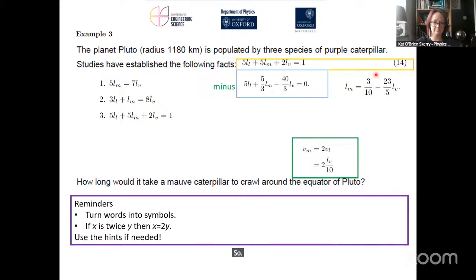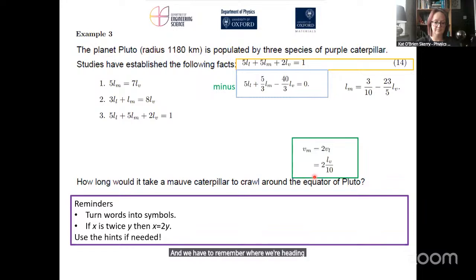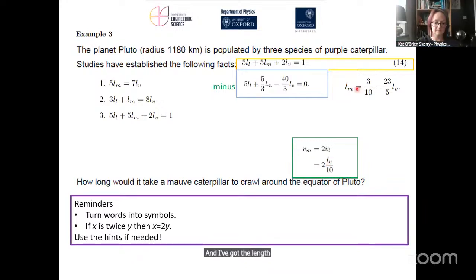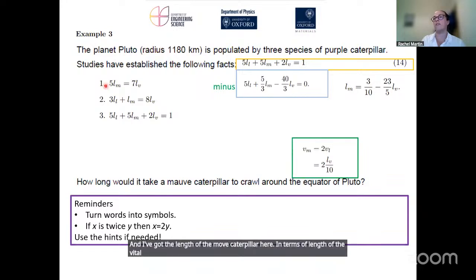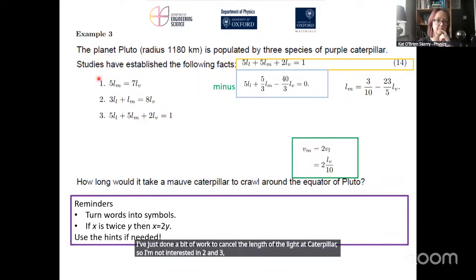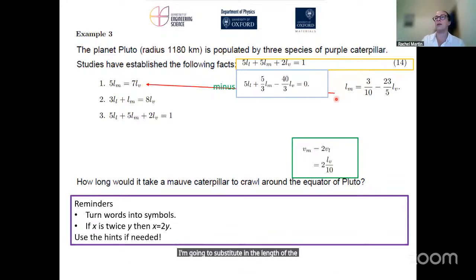So we then have to look back at our original length equations, and remember where we're heading: eventually I'll need the length of the violet caterpillar. And I've got the length of the mauve caterpillar here in terms of the length of the violet caterpillar. So I scan through my equations. I've just done a bit of work to cancel the length of the violet caterpillar, so I'm not interested in 2 and 3. I'm only interested in equation 1 to help me solve this. I'm going to substitute in the length of the mauve caterpillar into equation 1, making sure I use my brackets and work systematically. And when I do that, we go through these stages here.